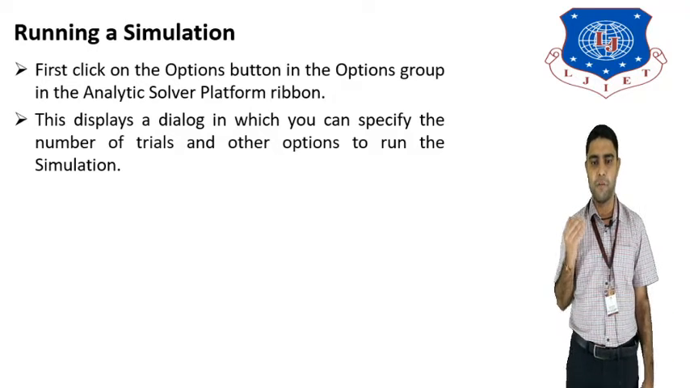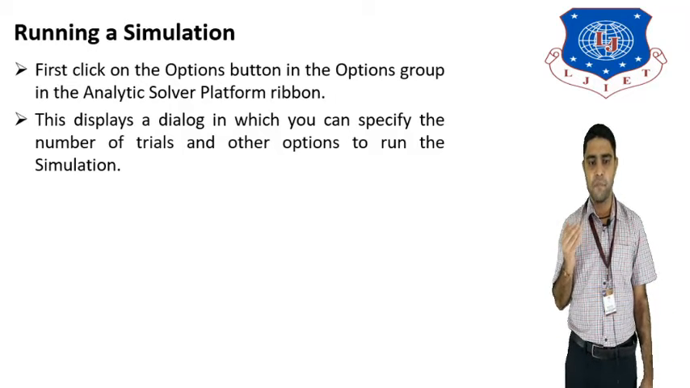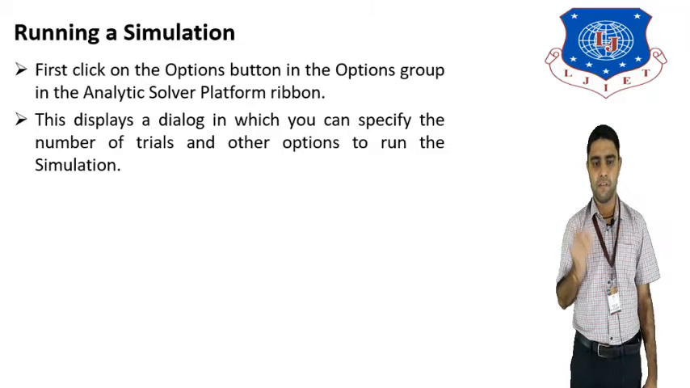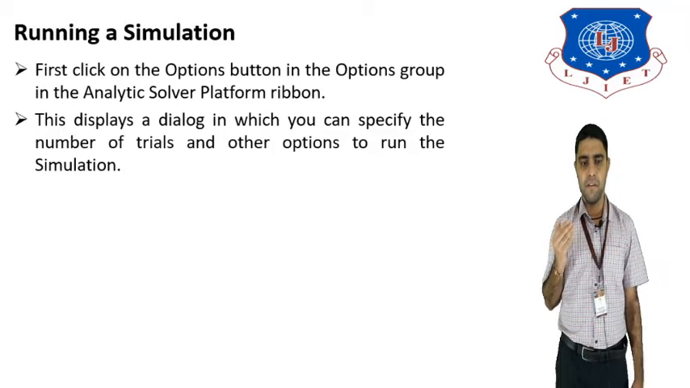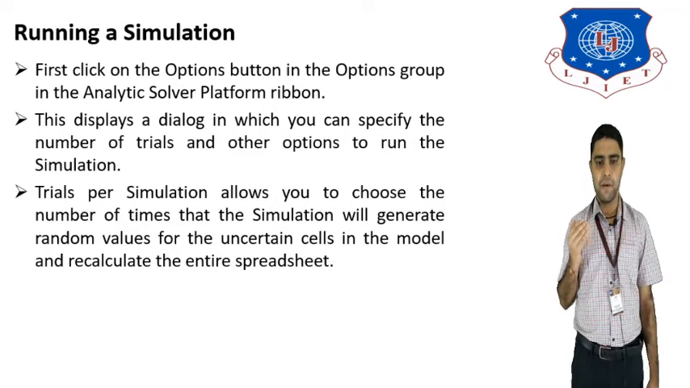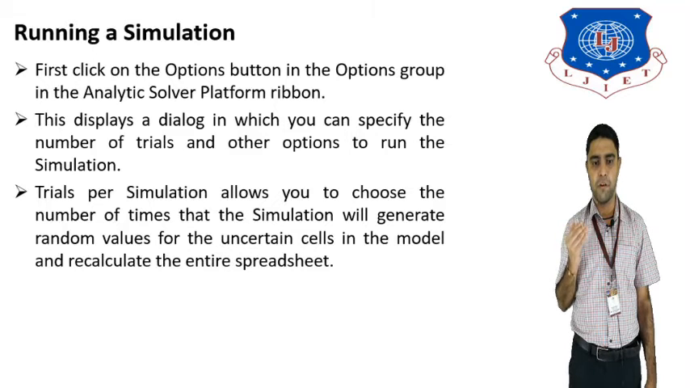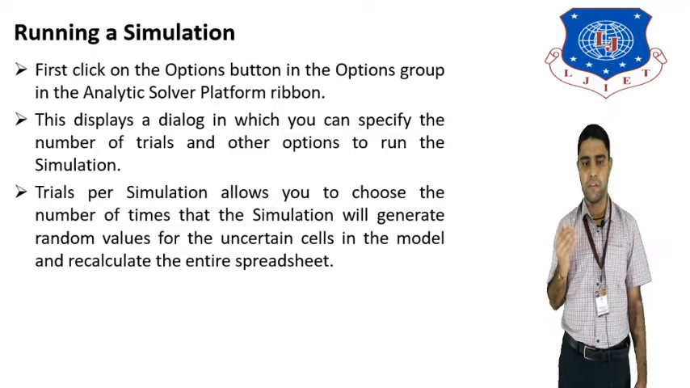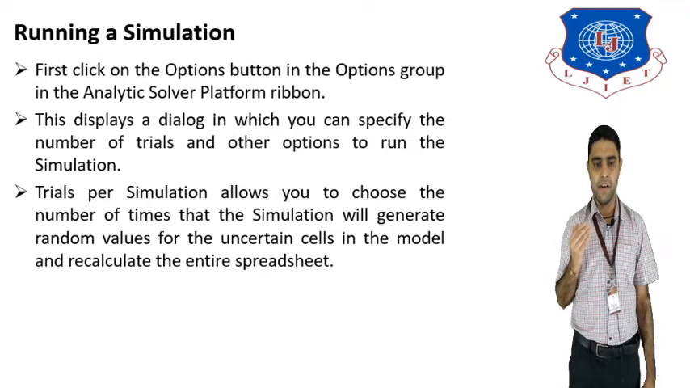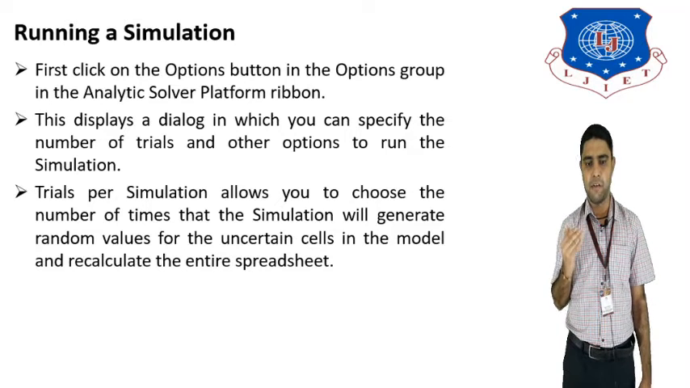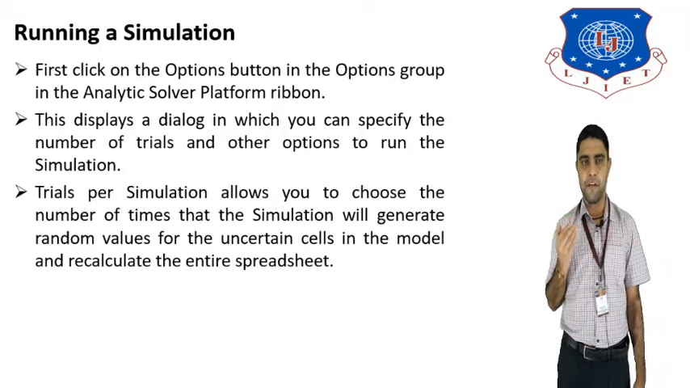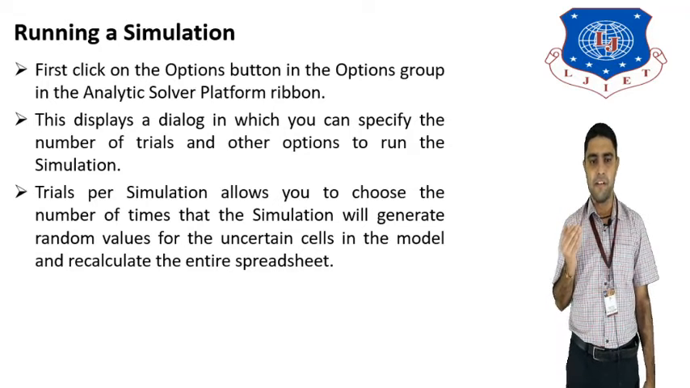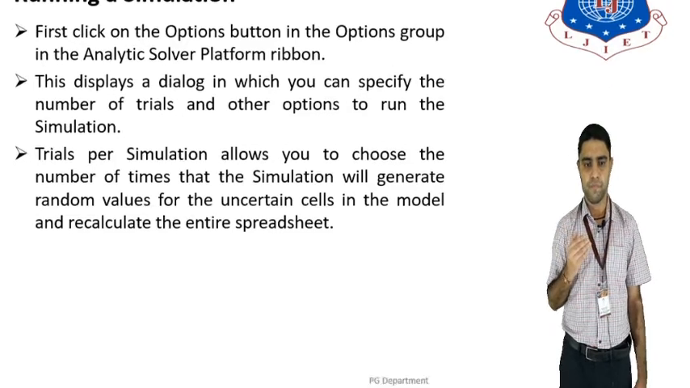We have to specify the number of trials and other options to run the simulation. Suppose there is a probability distribution function, the number of trials will be 1000, and we have to check the different options for running the simulation. Trials per simulation allows you to choose the number of times the simulation will be done, and it will generate random values for the uncertain cells in the model and recalculate the entire spreadsheet for the simulation.